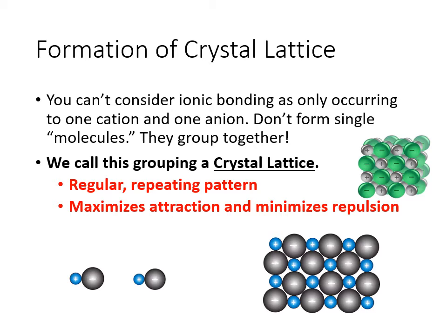Now, how does this happen? You can't consider ionic bonding as occurring only with one cation and one anion. They don't form single molecules, they group together. This grouping we call a crystal lattice. It is a regular repeating pattern. It maximizes attraction and minimizes repulsion.